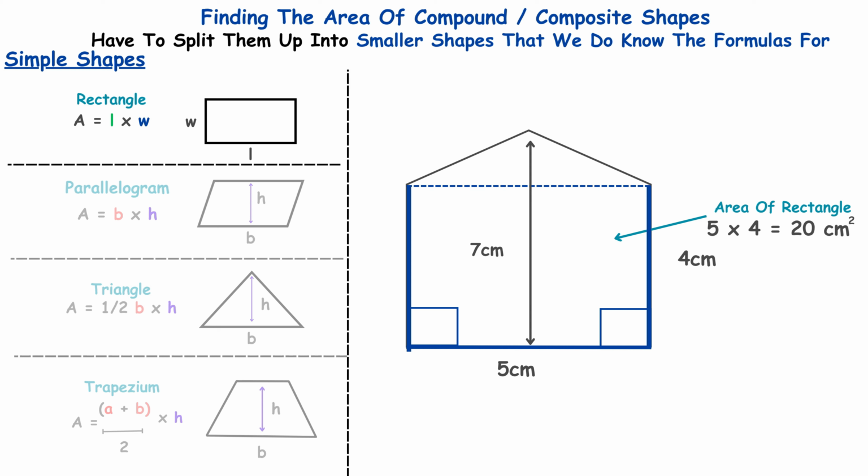Starting with the rectangle, we will use the formula length multiplied by width. In our specific example, the length is 5 centimeters and the width is 4 centimeters. So we perform the multiplication of 5 and 4, which results in 20 square centimeters.